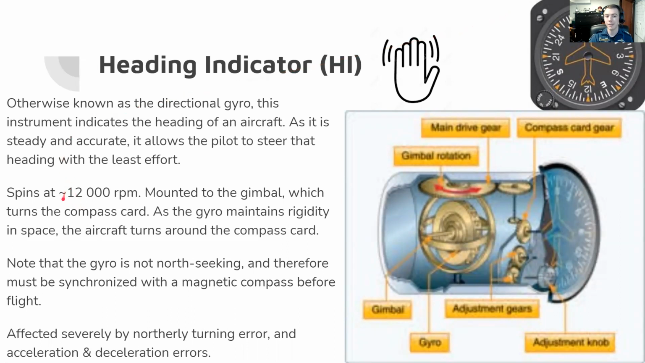So you can see it's moving very fast. For reference, the propeller of a Cessna 172 usually operates between around 1,500 and 3,000 RPM. And this here is going at 12,000 RPM. So it's moving very, very quickly. This is the gimbal here, if you're not familiar with it. As it moves like this, it will accordingly turn the compass card as you change the direction of the aircraft. So it's going to want to stay in that same position.